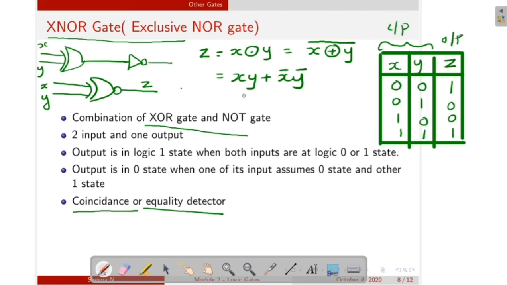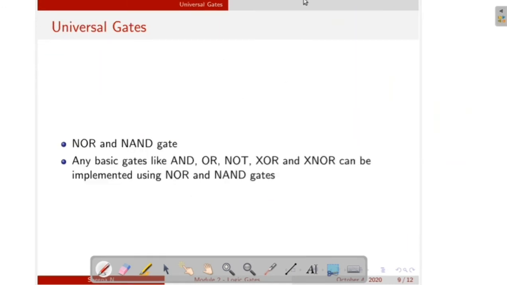Okay, so this is the logical expression for the XNOR gate, then this is the logical symbol and this is the truth table. Okay, next one is universal gates.